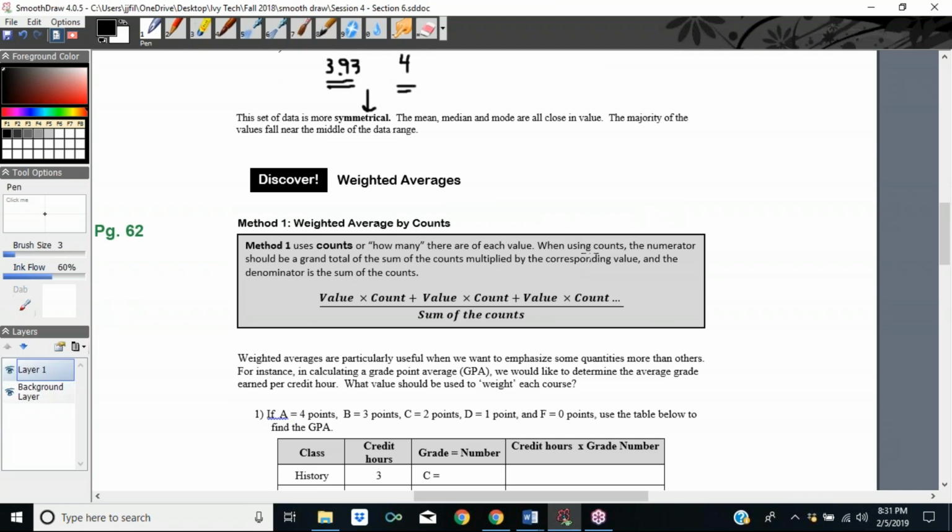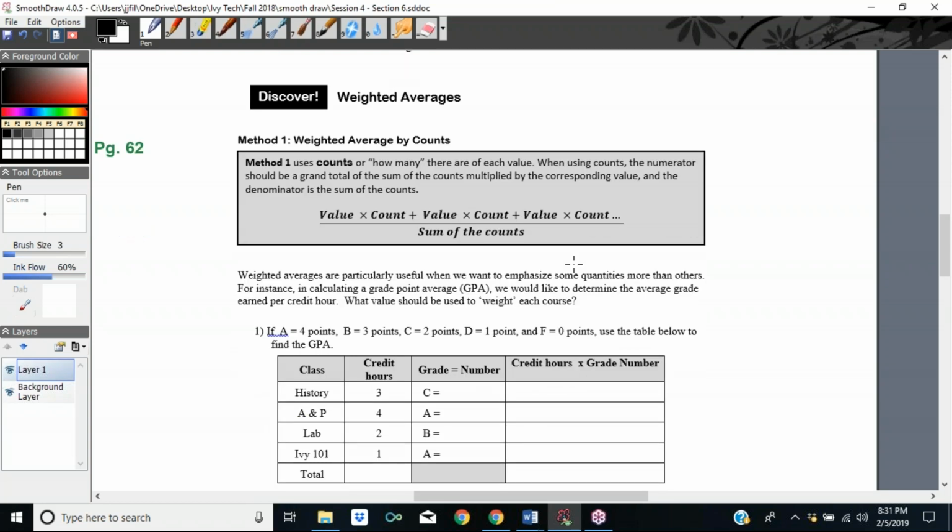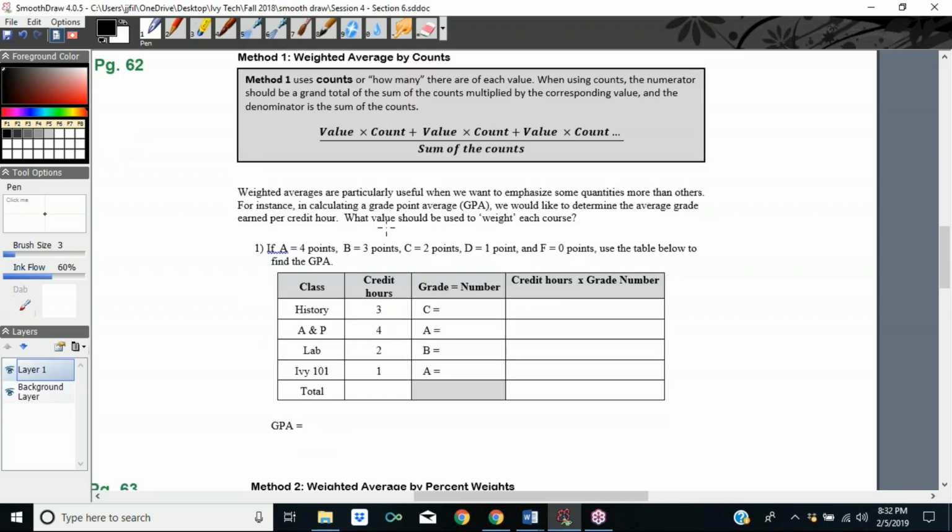All right. Well, let's look at this weighted average then. So weighted averages, there are 2 different ways that we're going to calculate weighted averages. And method 1 is called weighted average by counts. So it says method 1 uses counts, or how many there are of each value. When using counts, the numerator should be a grand total of the sum of the counts multiplied by the corresponding value, and the denominator is the sum of the counts. So, well, I think once we do this example, you'll get a better understanding.